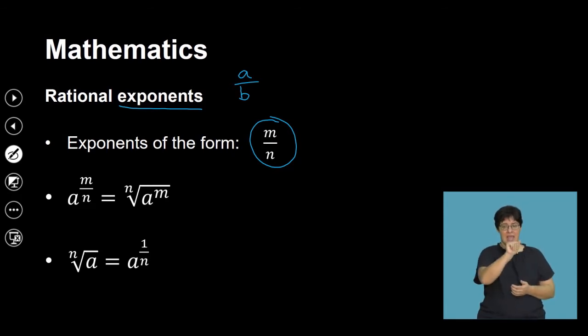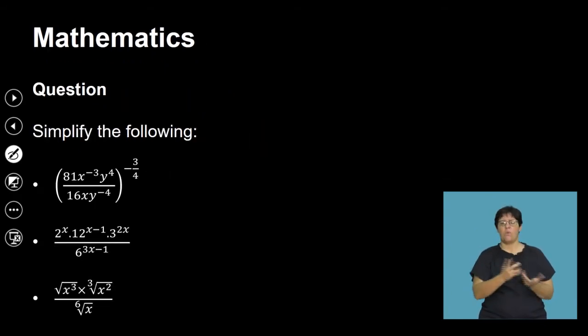And it also has a few laws that we need to look at. A to the exponent of m over n will be the same as the nth root of a to the exponent of m, right? And then the last one will be the nth root of a will be the same as a to the exponent of 1 over n. But we're going to look at some questions to try and see exactly what is it that we are talking about here. So the first question that I have here is simplify the following.